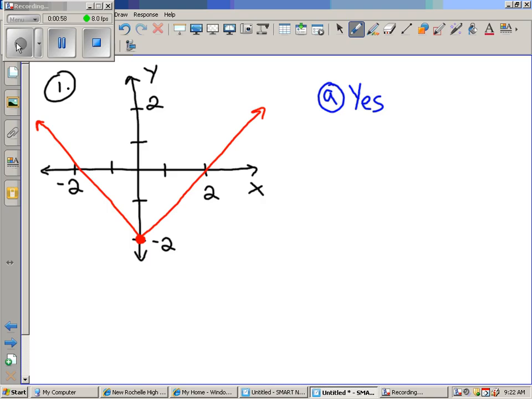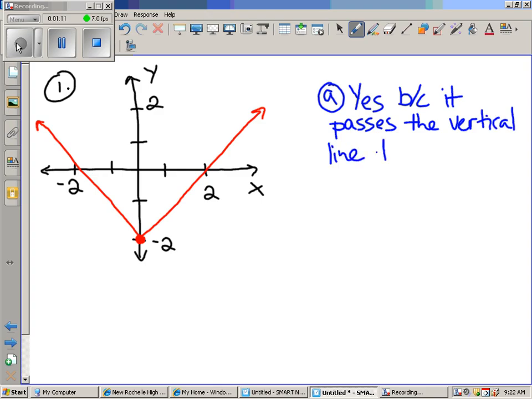So we said yes because it passes the vertical line test. Anytime on your Regents exam, on my exam, that I ask you to justify your answer as to why it's a function or not, please write this down.